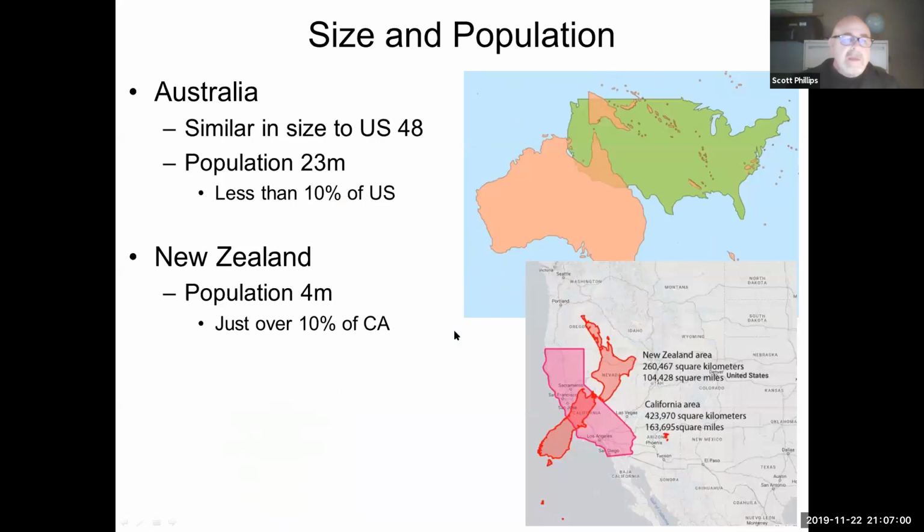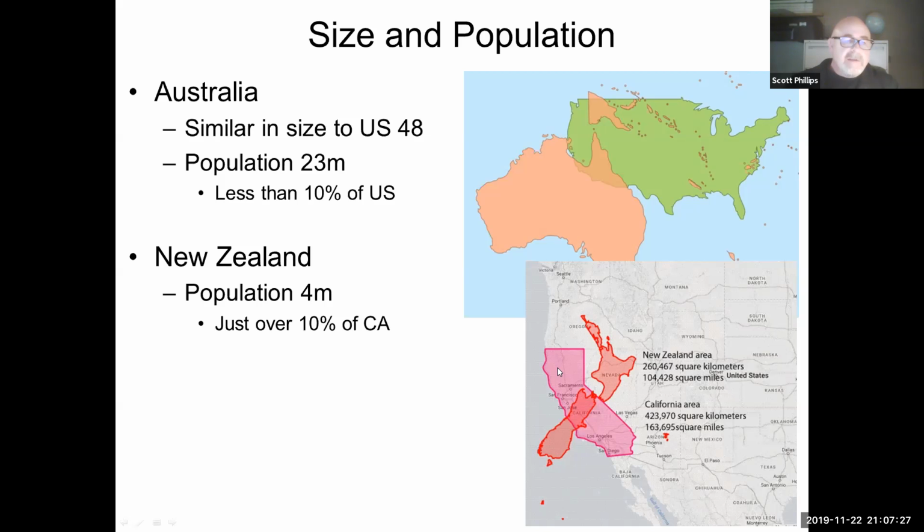So maybe just to give some comparisons here, Australia is similar in physical size to the United States, at least without Alaska, but its population is 23 million people, or less than 10% of the US population. So it is an area the size of the United States with a population smaller than California.